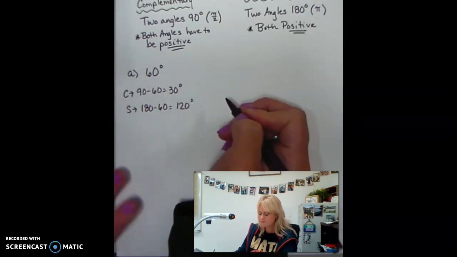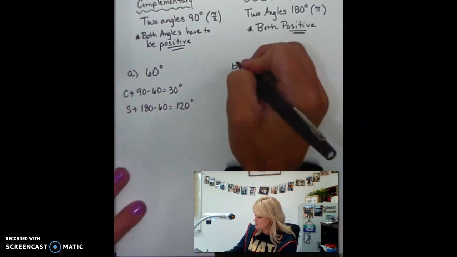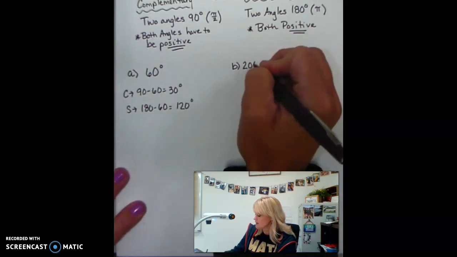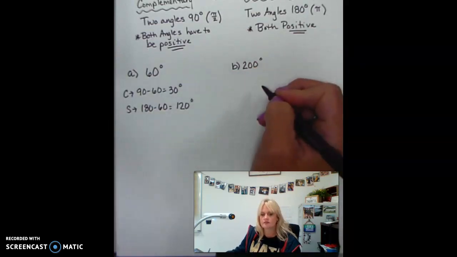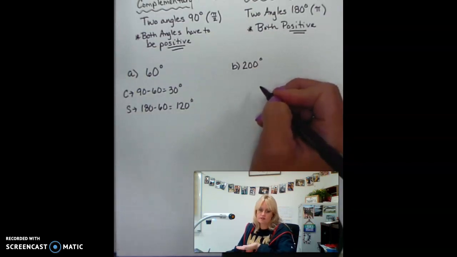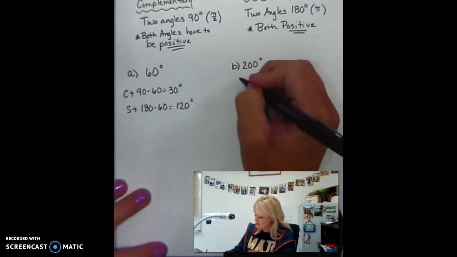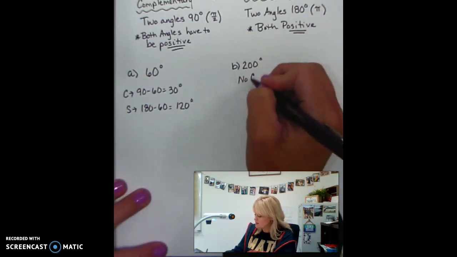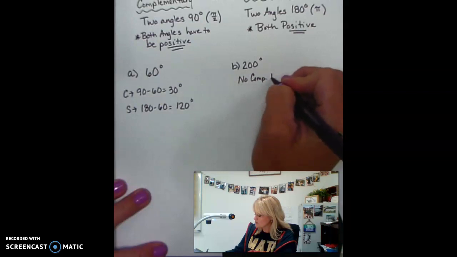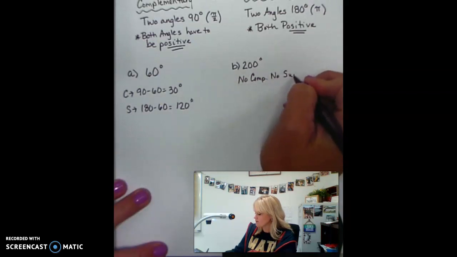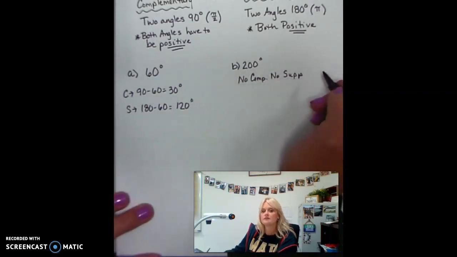Okay? Now, what if I asked you to find the complementary and supplementary angle to 200 degrees? Well, something plus 200 isn't going to give me 90 degrees, and something plus 200 isn't going to give me 180 degrees. So in this case, it is not possible. There is no complement or no supplementary angle. Okay? We cannot use negatives.